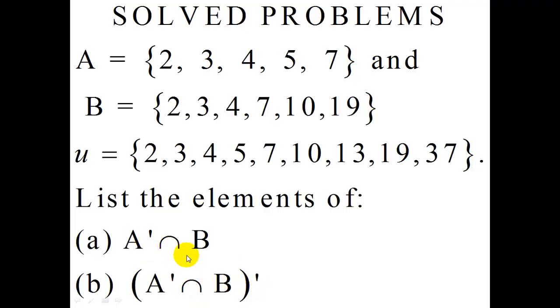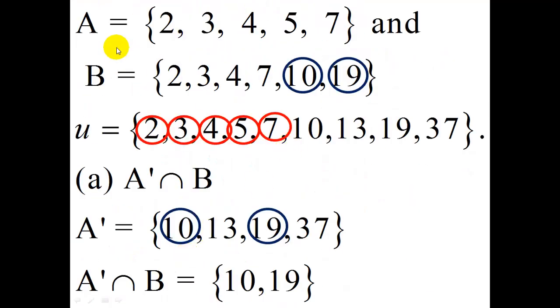Now let's look at the solution. From the question, we were given the set A, the set B, and the universal set. The elements of the set A are 2, 3, 4, 5, and 7, and the elements of the set B are 2, 3, 4, 7, 10, and 19. Elements of the set U are 2, 3, 4, 5, 7, 10, 13, 19, and 37.